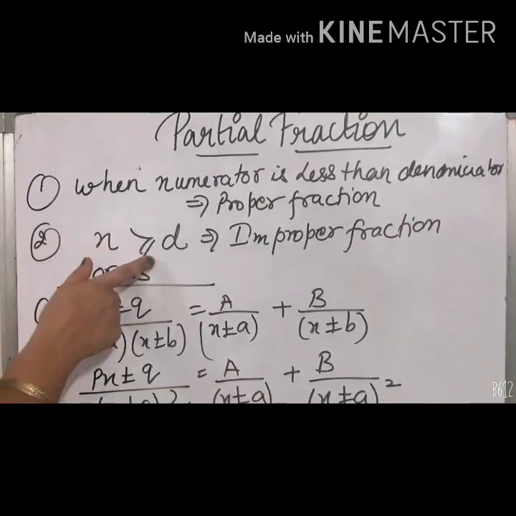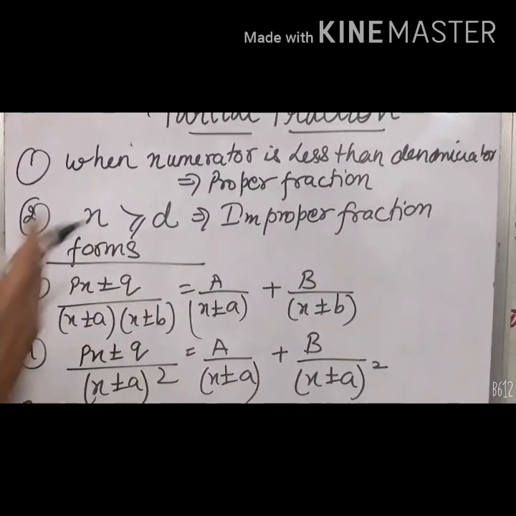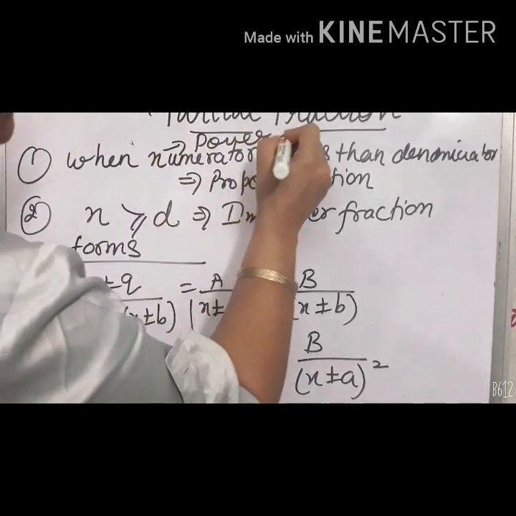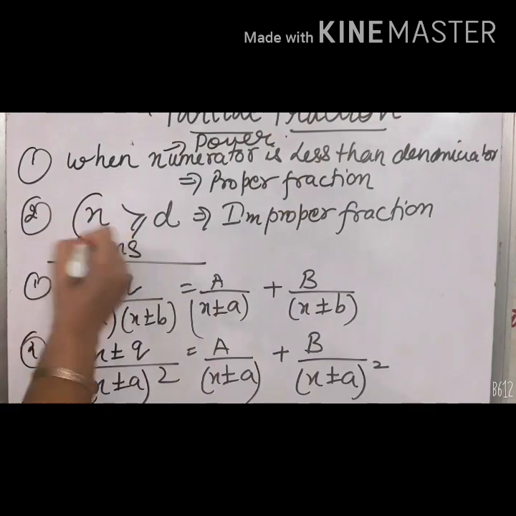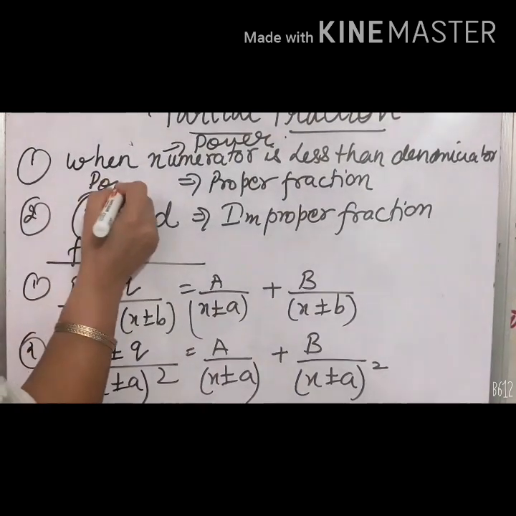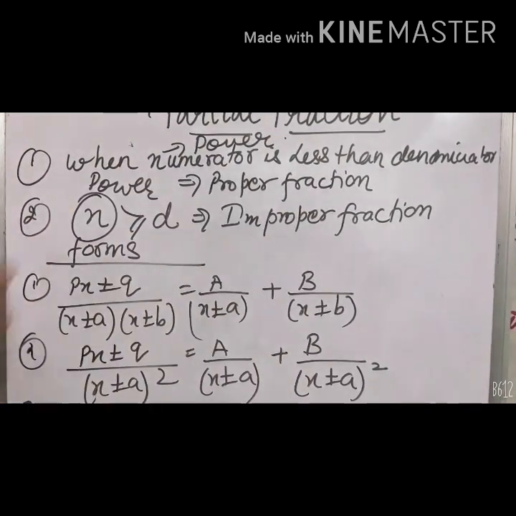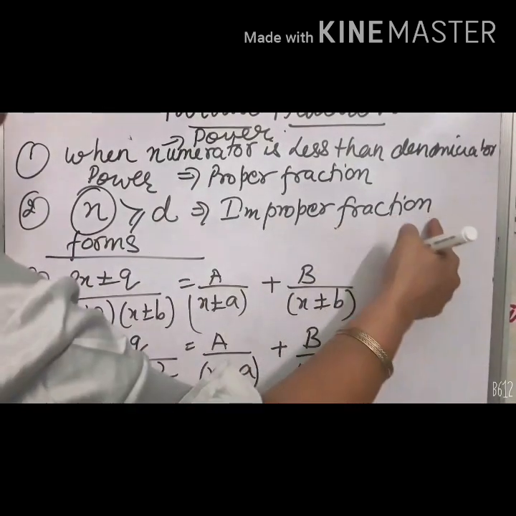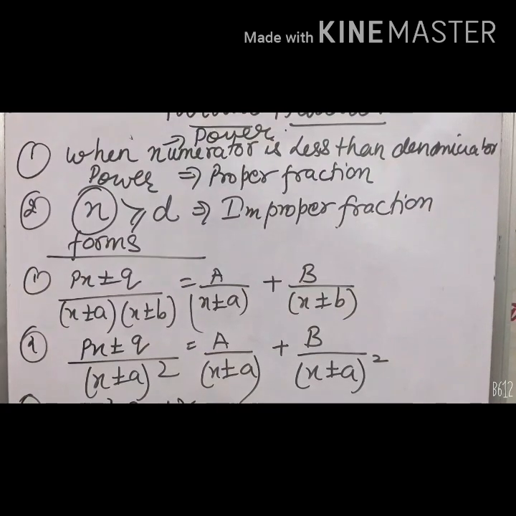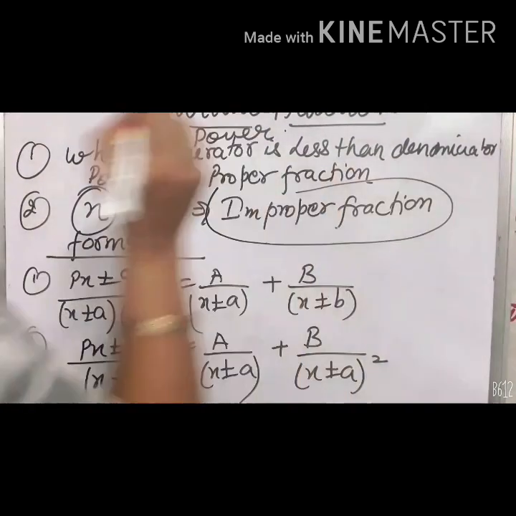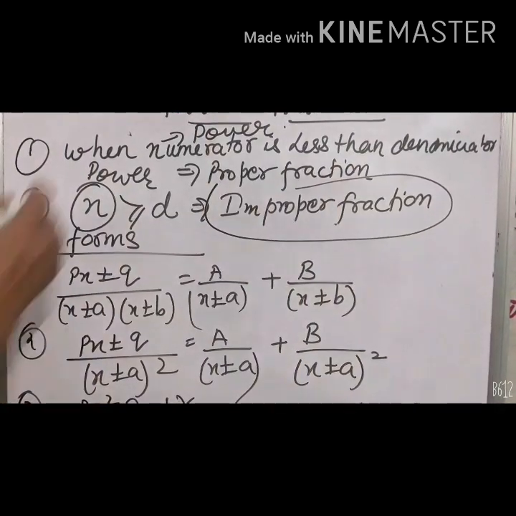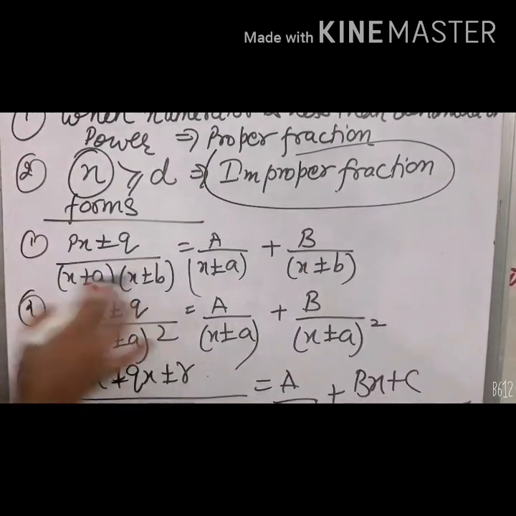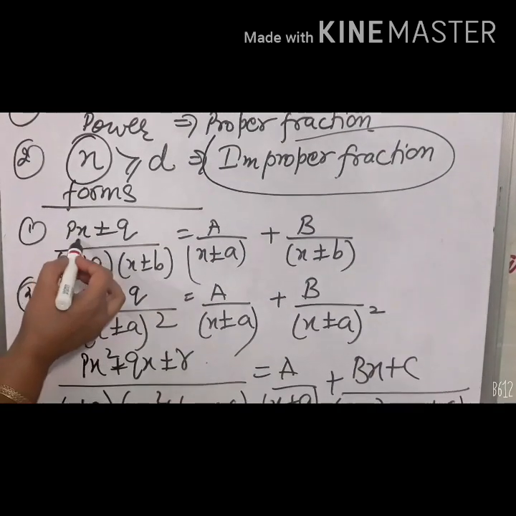And when numerator is greater than or equal to, it's not about the numerator. Sorry, it's the power of the numerator. Here also it's the power. When the power of the numerator is greater than the denominator, then it is called an improper fraction. And the way to integrate an improper fraction is very different from that. We will take so many questions. Let's start with the forms.